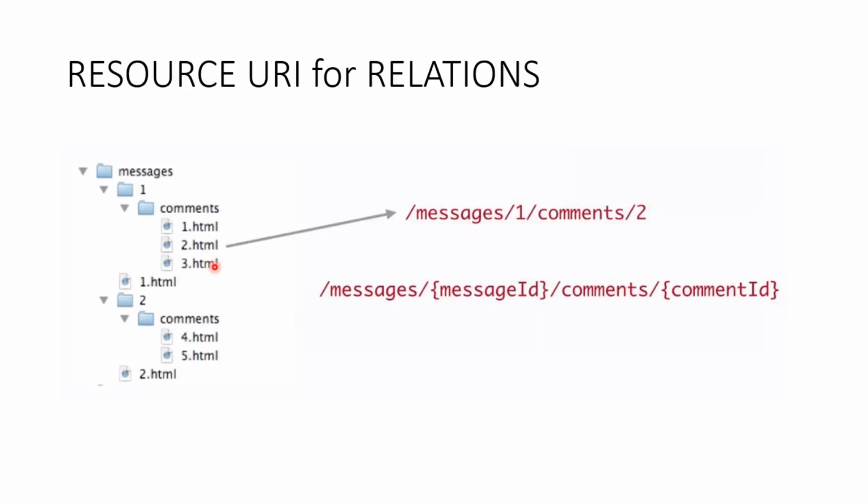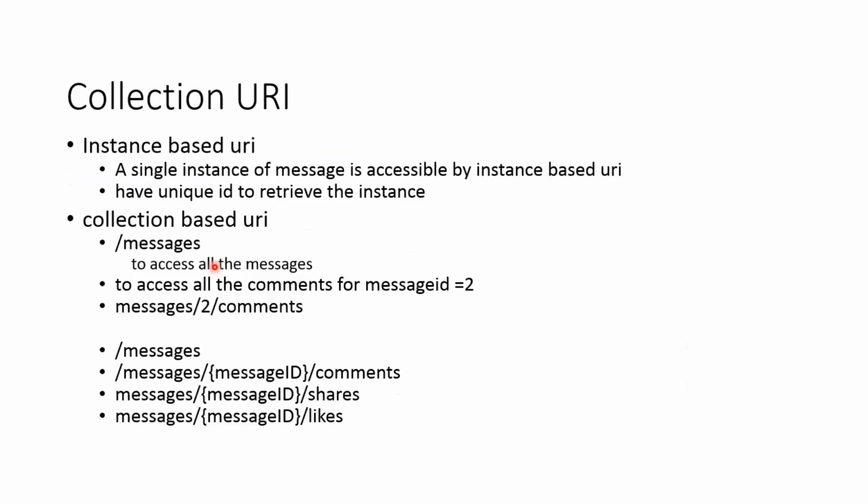If you are accessing a particular resource specifically by specifying the ID, then you call it an instance-based URI. When it comes to the collection-based URI, it should return you all the messages. So if you write slash messages, and you just provide the resource name and don't pass the parameter, then it will access all the messages. So if you say messages slash two slash comments, then all the comments that are posted by user two. Clear with this?